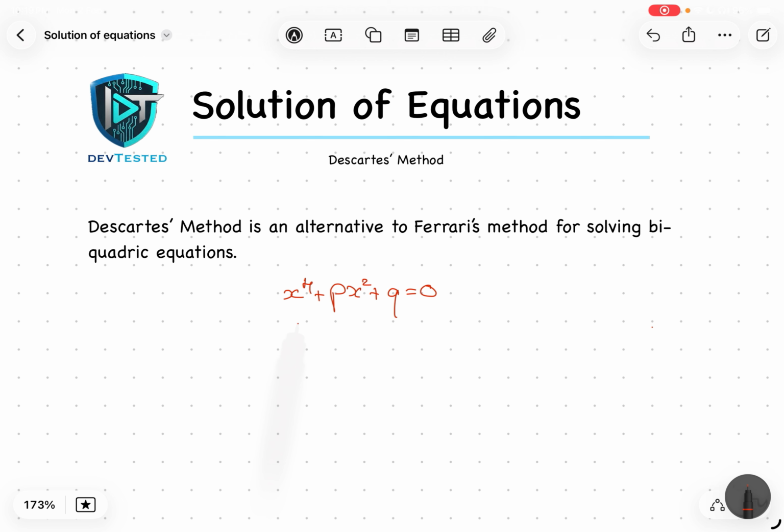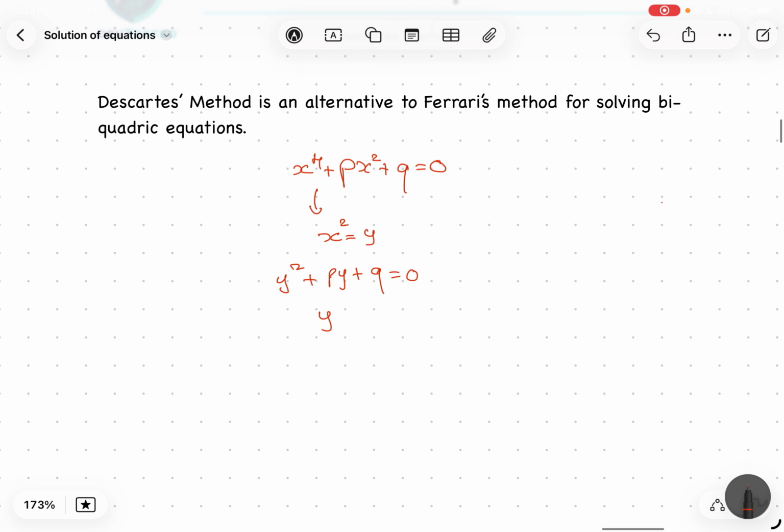So the idea is to reduce the quartic to a quadratic. To solve these types of equations, Descartes said, let's just substitute x squared with y. We'll have y squared plus by plus q equals 0, and it's easier to find y. That is nothing but minus p plus minus under root p squared minus 4q by 2.